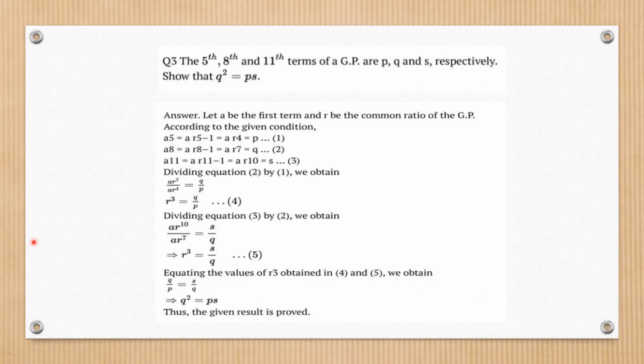Question number 3: the 5th, 8th and 11th terms of a GP are P, Q and S respectively. Show that Q square is equal to PS. Okay, so let us start. Let A be the first term and R the common ratio of the GP. Now see, what is your 5th term? A5 is AR raised to power 5 minus 1, that is AR raised to power 4, which is given here as P. Similarly, A8 is AR raised to power 7, which is Q, and A11 is AR raised to power 10, which is S. Now you have these as equations 1, 2 and 3.